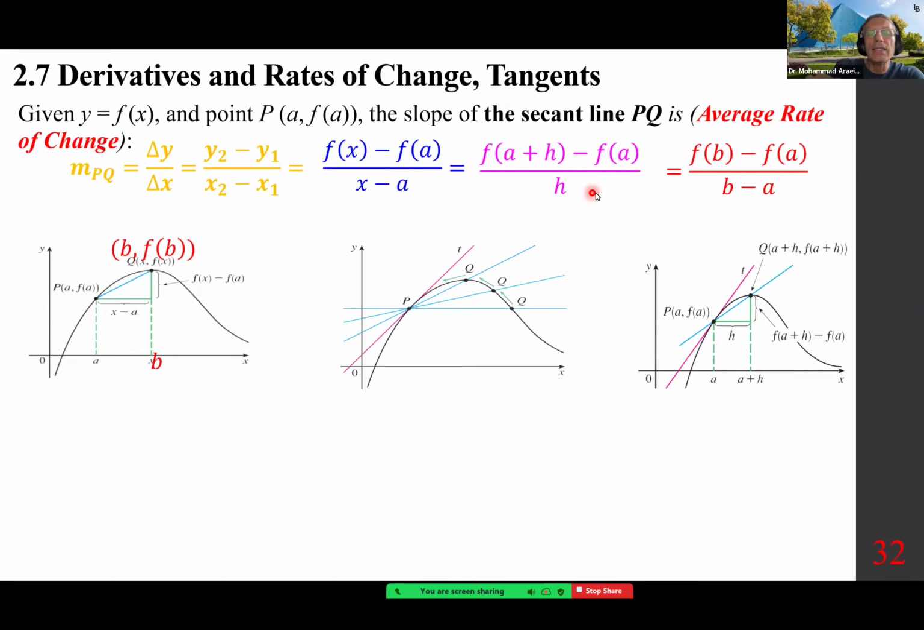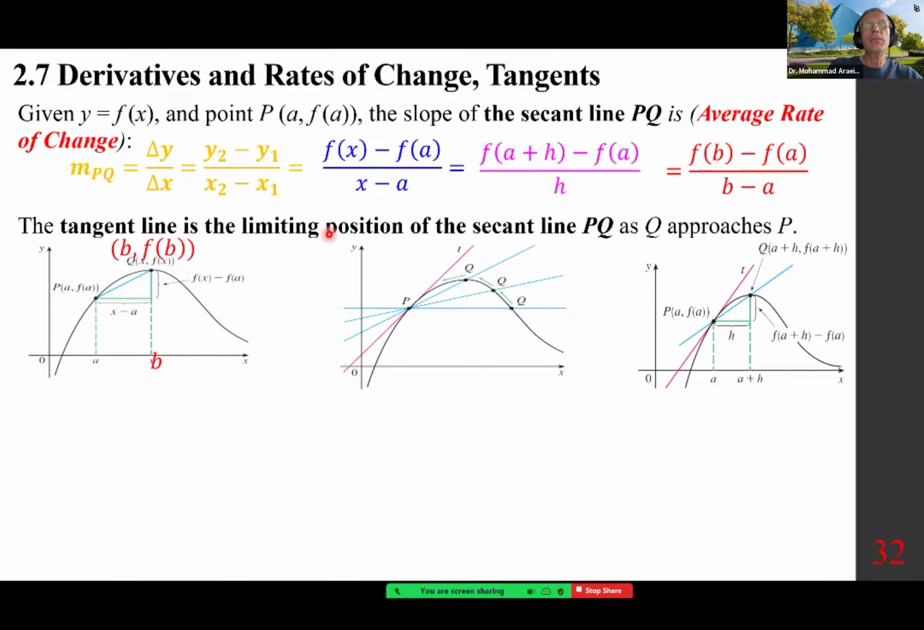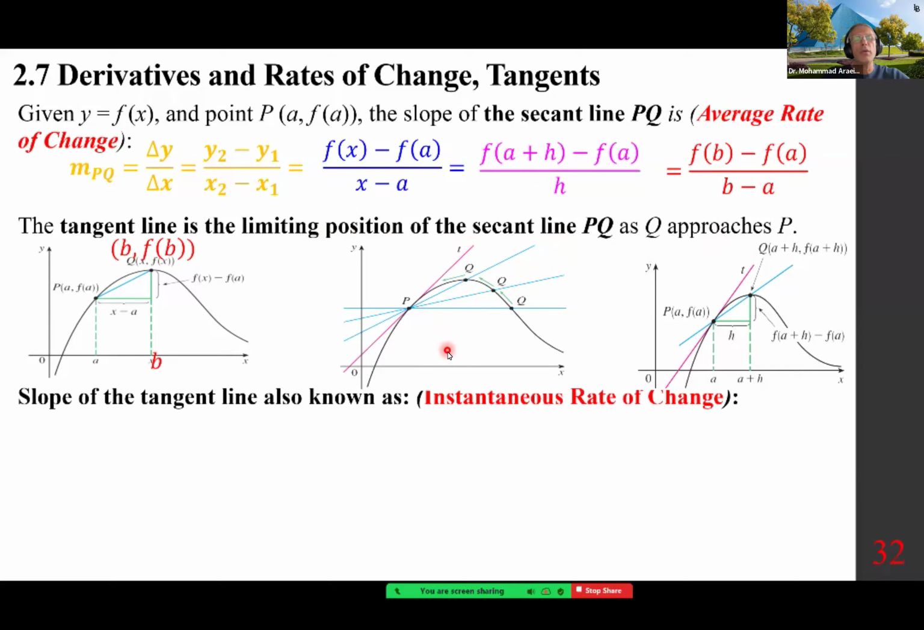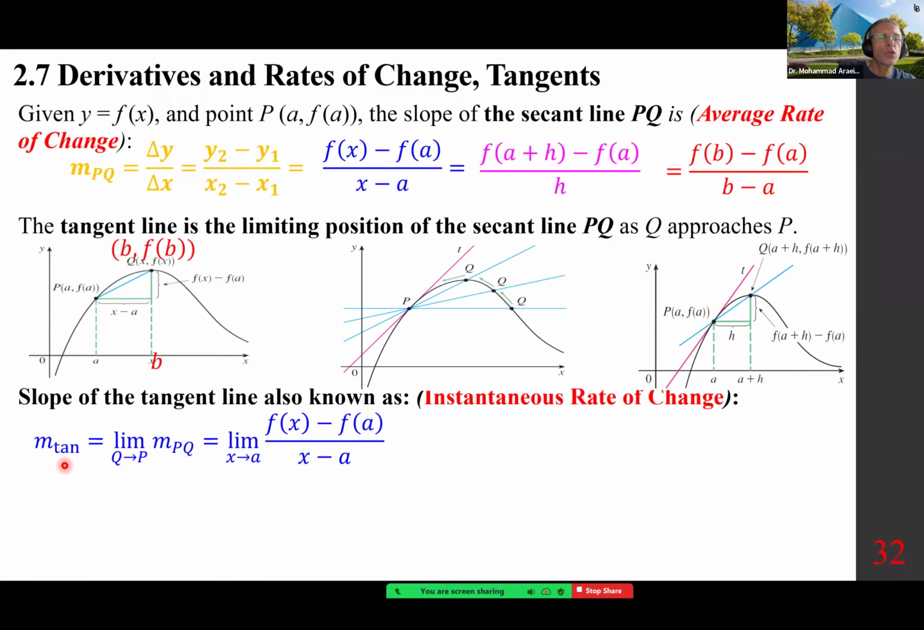Now, as we get closer and closer to the P, so Q gets closer and closer to the P, these secant lines get closer and closer to what we call a tangent line. So the tangent line is the limiting position of a secant line PQ as Q approaches P. The slope of a tangent line, also known as instantaneous rate of change, would be the limit of m of PQ as Q approaches P.